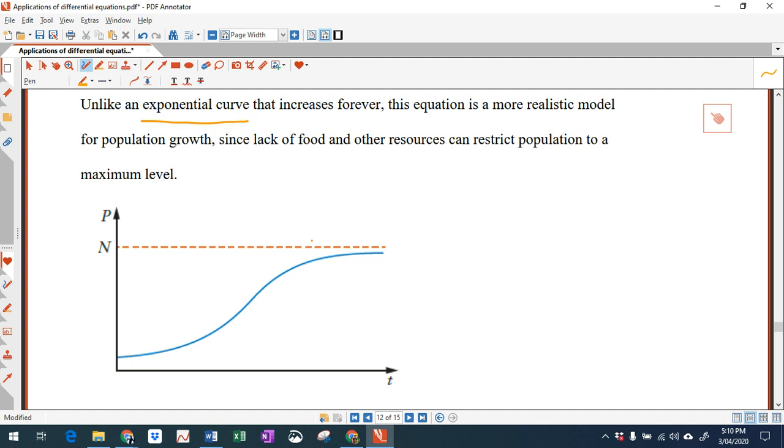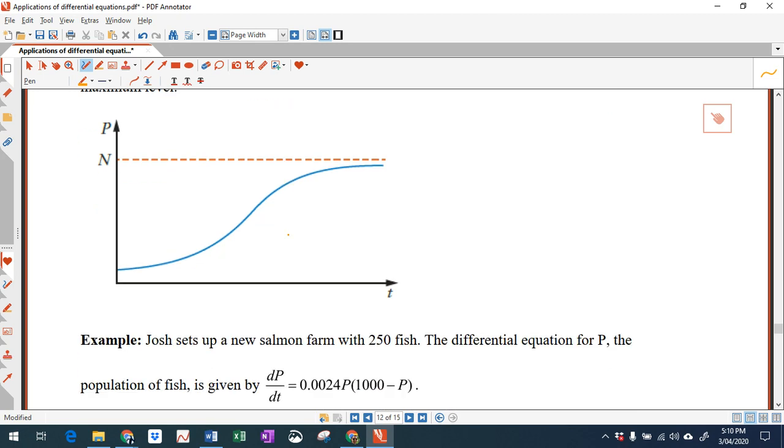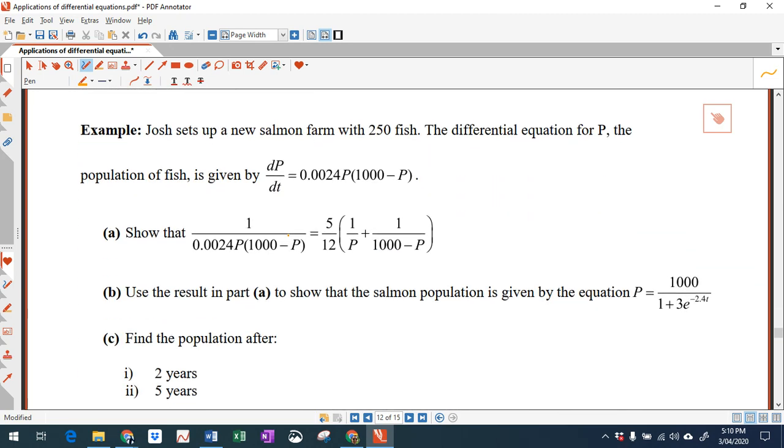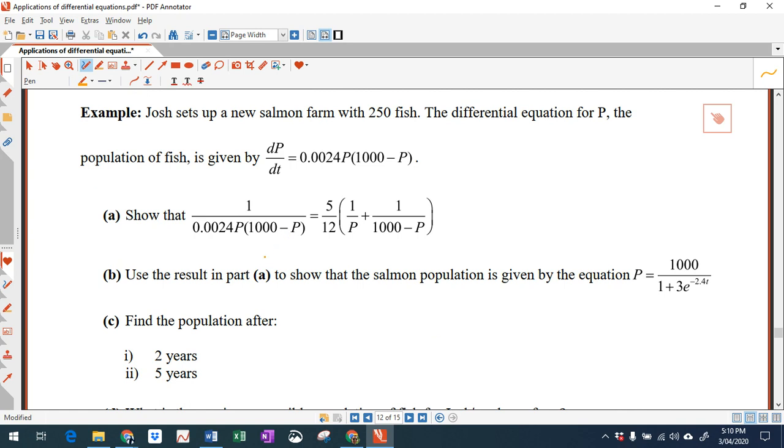Having said that, the world is growing at an exponential rate. The population is certainly not approaching a limit. Now, let's have a look at this first question. Josh sets up a new salmon farm with 250 fish. The differential equation for P, the population of fish, is given by dP/dt, this equation here. We've got to show that this is true.